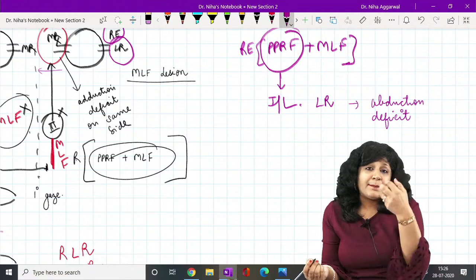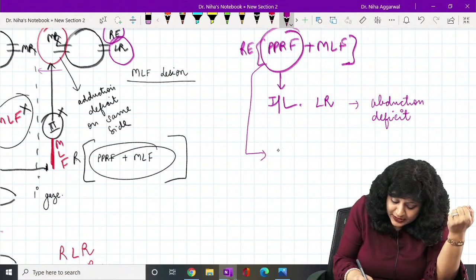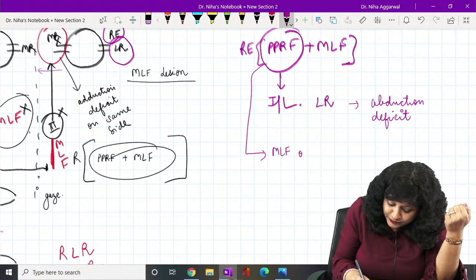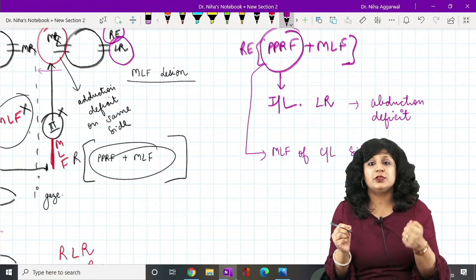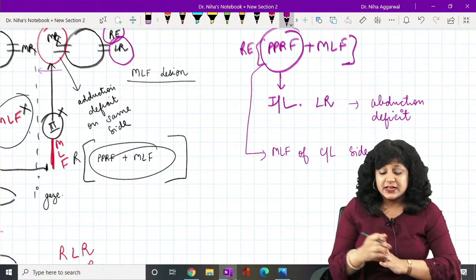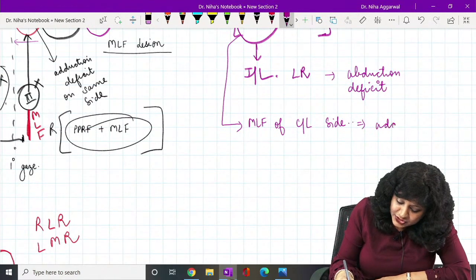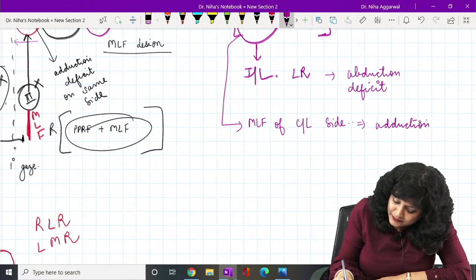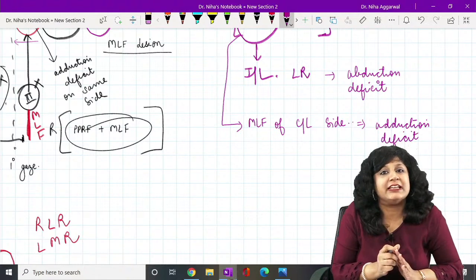Then this PPRF is also innervating the MLF of the other side, contralateral side. That means the other eye will also show your adduction deficit. The other eye will show the adduction deficit.